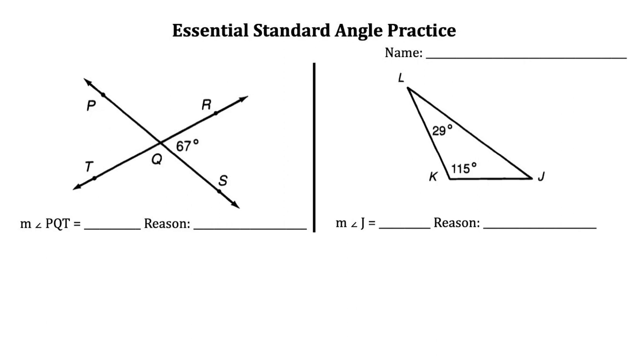So when you do this problem, you're going to see if you can figure out the measure of each of the angles in the problem. So in this first example, PQT is going to be 67 degrees. And the reason that it's going to be 67 degrees is that it's a vertical angle. You might have to do some calculating on some of these problems as well. If you look at how to figure out angle J, that one's going to be 36 degrees. And the reason is that there's 180 degrees in a triangle.